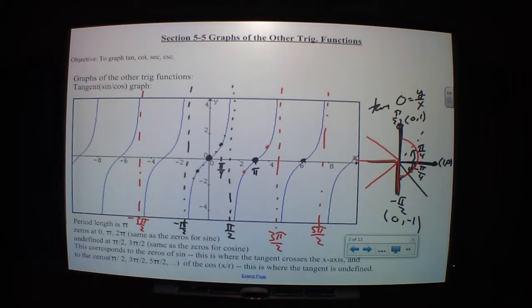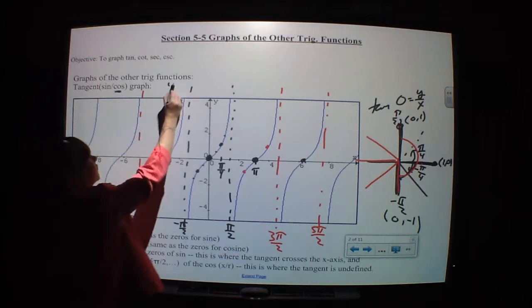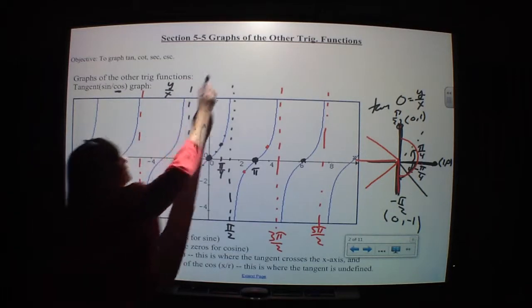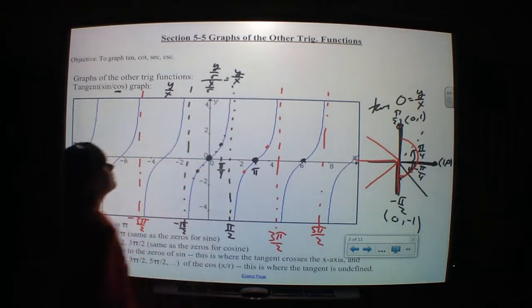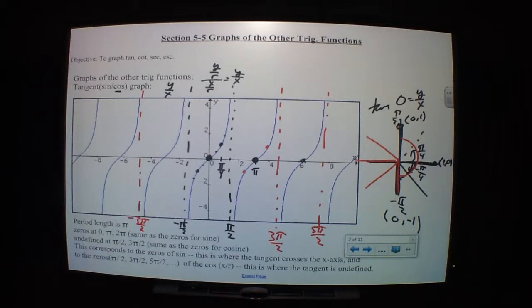It's undefined at pi over 2, and 3 pi over 2, and 5 pi over 2, and negative pi over 2. Those are the same as the zeros for cosine. Cosine's a denominator because it's y over x. Remember, sine is y over r, cosine is x over r. So tangent is sine over cosine, y over x. So zeros of sine correspond to zeros of tangent. Zeros of cosine correspond to the asymptotes in the tangent graph. Okay?